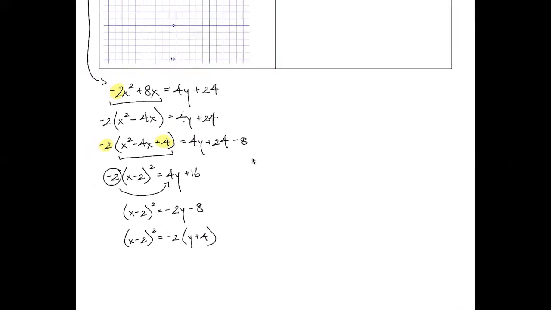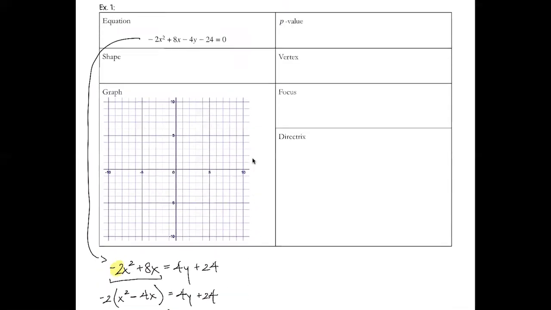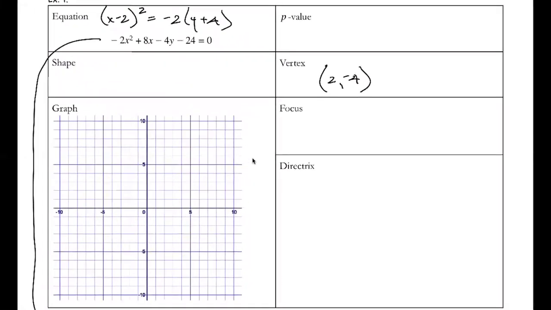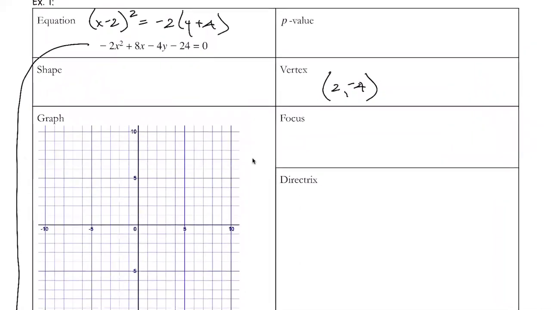From here, we can tell where our vertex is. So our vertex is going to be 2 comma negative 4. Okay, so my vertex is going to be 2 comma negative 4. Now maybe let me write the equation up here. X minus 2 squared equals negative 2 times y plus 4. So we can see this all on one screen without having to scroll back and forth. But that point, 2 comma negative 4, I can already throw on the graph. So I can go to 2 and go down to negative 4 and draw a point, and that's going to be my vertex.